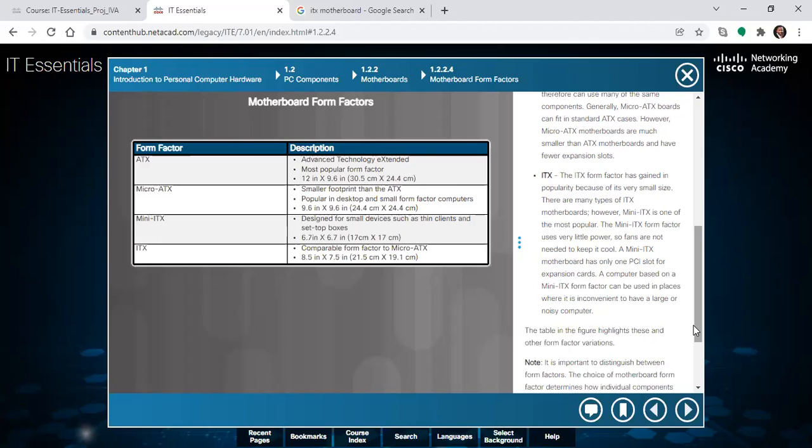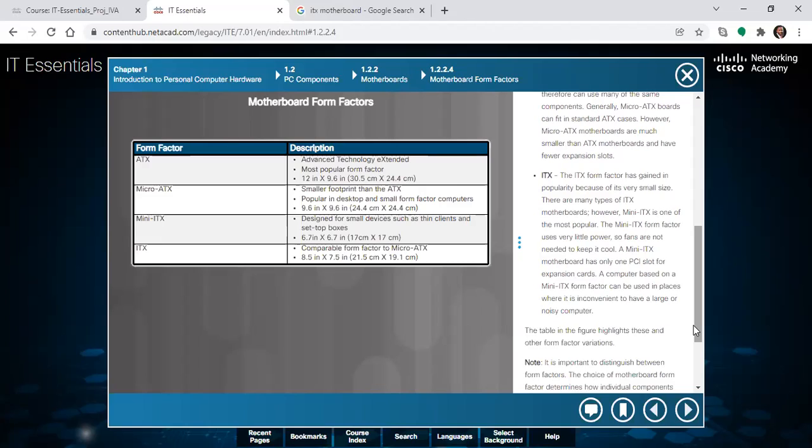The ITX form factor has gained in popularity because of its very small size. There are many types of ITX motherboards. However, the mini ITX is one of the most popular ones. The mini ITX form factor uses very little power. That's why a lot of people go for it. It uses little power, so fans are not needed to keep it cool, like the other big ones. A mini ITX motherboard has only one PCI slot for expansion cards. Now, this one has only one PCI expansion slot for expansion cards.